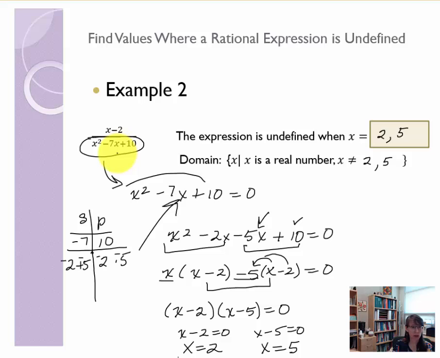So the type of factoring needed to determine these answers will vary. Sometimes you don't have to factor at all. But once you do factor, you'll use the zero factor property, solve for the variable. Those values you end up with are the values that are your restriction.